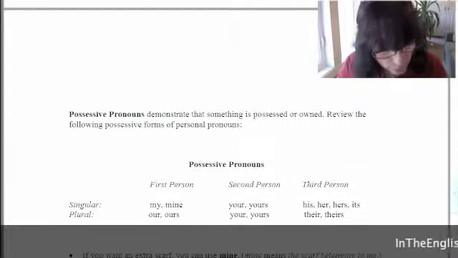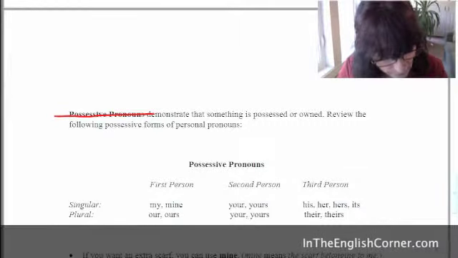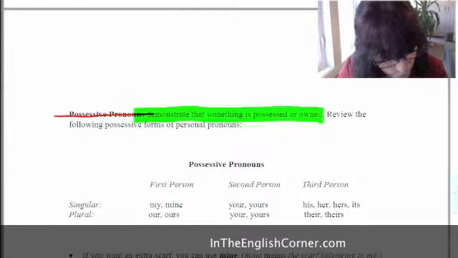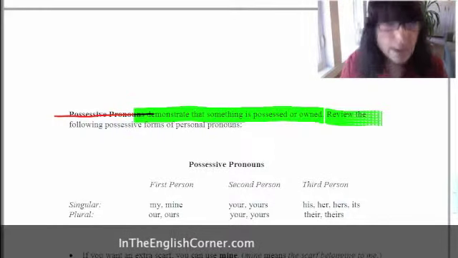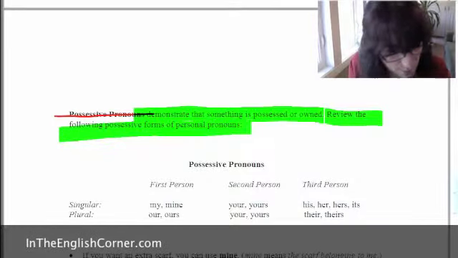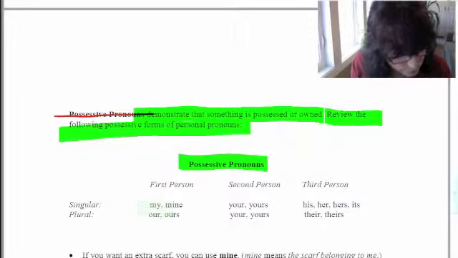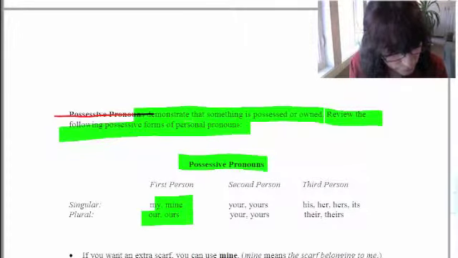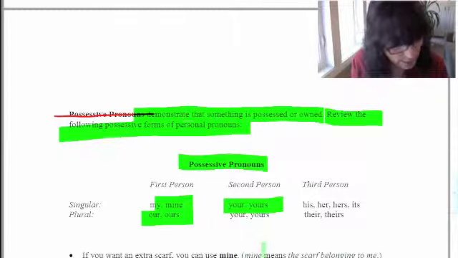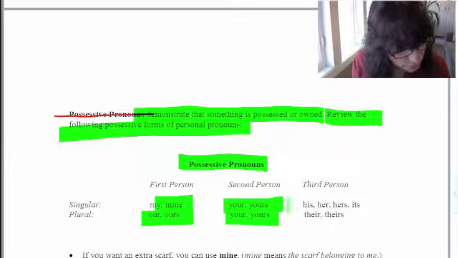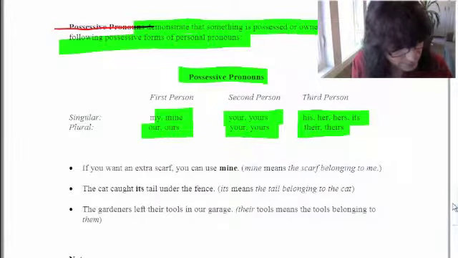And another type of pronoun is possessive pronouns. Possessive pronouns demonstrate that something is possessed or owned. So review the following possessive forms of personal pronouns. In the singular, you've got my and mine. The plural is our and ours. Your and yours is possessive. In the singular, the plural is the same, your and yours. The singular third person is his, her, hers, and its. And the plural of that would be their and theirs.